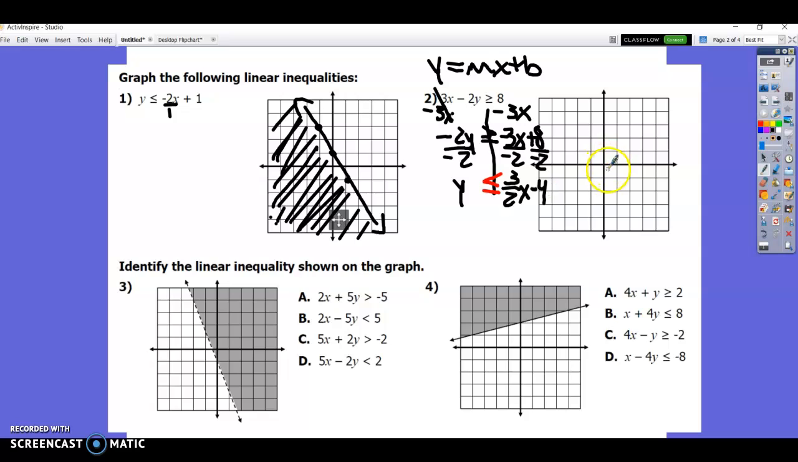All right, so I'm going to go down 4. My y-intercept is always on my y-axis. 1, 2, 3, 4. So -4. I'm going to put a point here. And then I'm going to use my slope, 3/2. 1, 2, 3, 1, 2. And that gives me my points. If I look, it is less than or equal to. So again, this is a solid line.